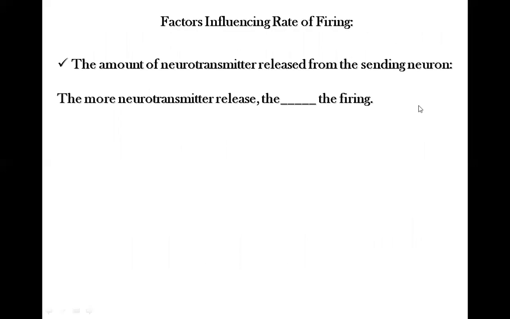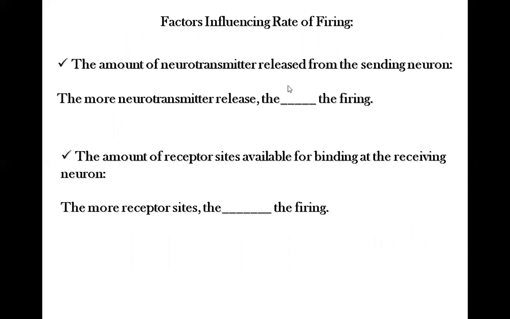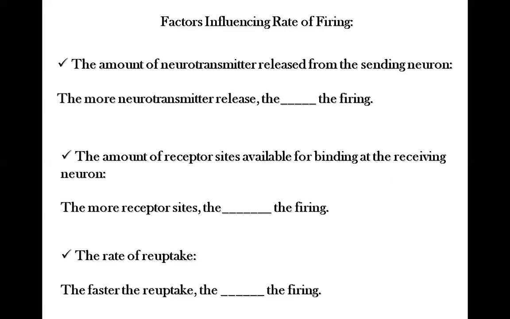To summarize a little bit, three factors influence the rate of firing of a neuron. Number 1, the amount of neurotransmitters released from the sending neuron. The more transmitters released, the stronger the firing, the faster the firing, given it is a facilitative connection. The second factor is the amount of receptor sites available for binding the neurotransmitters on the receiving neuron, on the dendrites. Then the third factor is the rate of reuptake, how fast the sending neuron is taking the released neurotransmitters back for recycling. The faster the reuptake, the slower the firing in the next neuron, the weaker the stimulation.